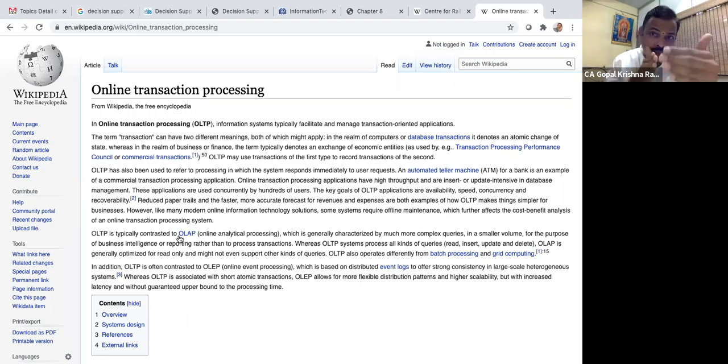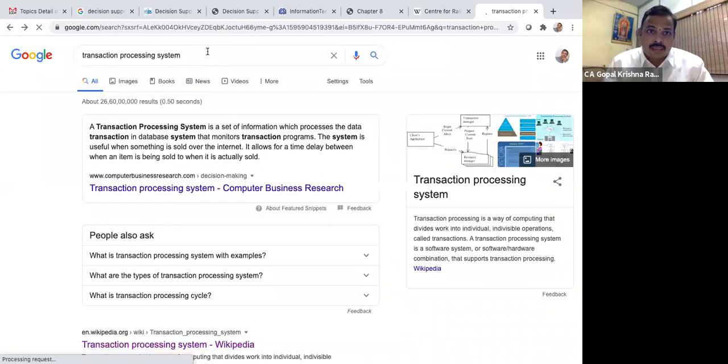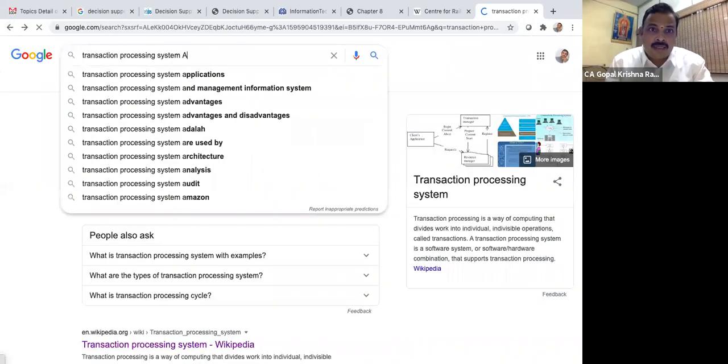So who is the first priority? Even though the server will handle the entire load, it will only do one processing at a time. It is called the ACID property, ACID. That is the properties of an online transaction processing system. So I'll just show you those ACID properties, transaction processing system, ACID.